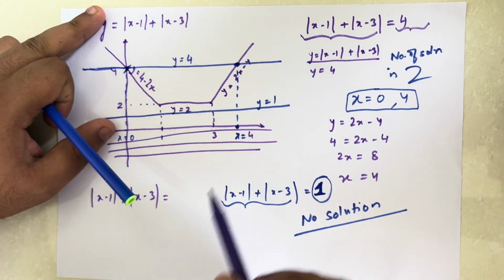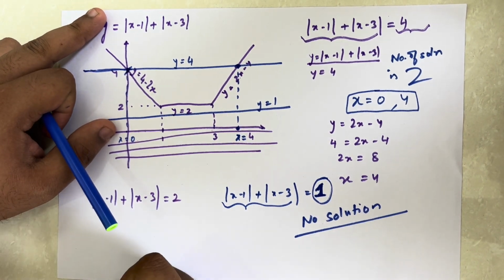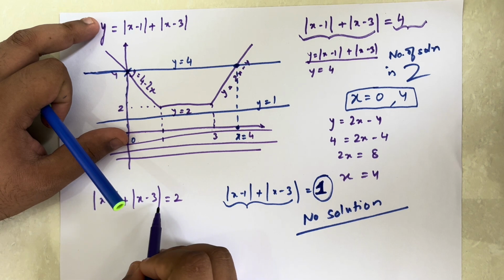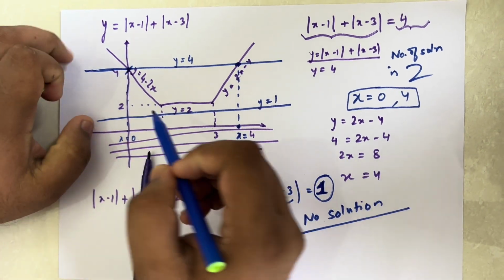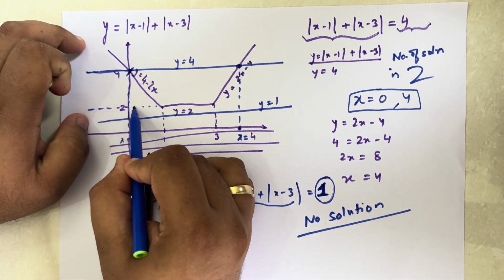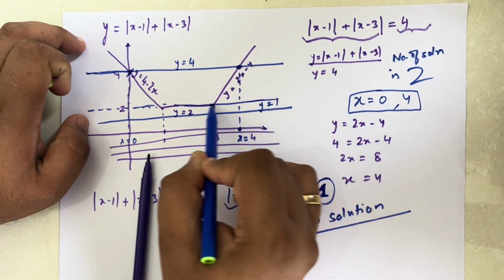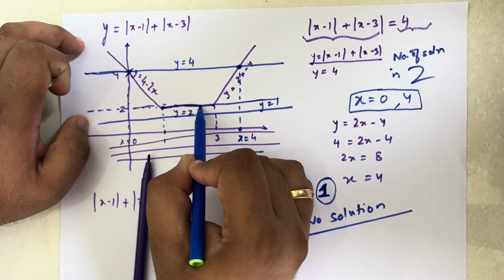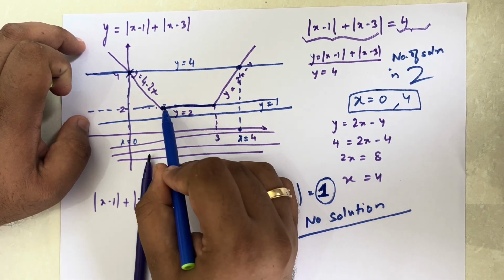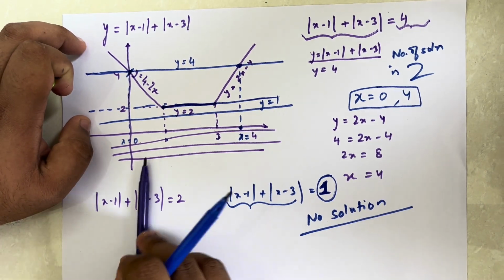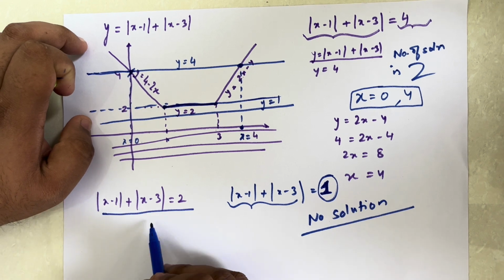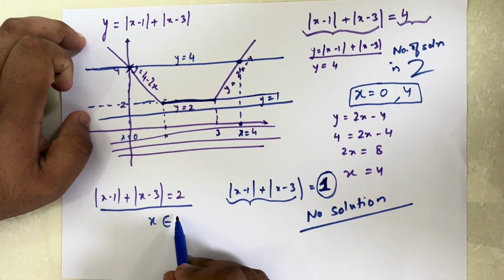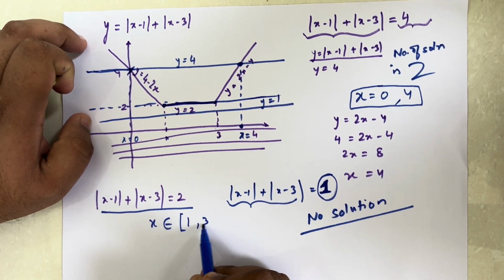But if somebody asks you, say for example, equal to 2, so y is equal to 2, you have to draw. Which line is y is equal to 2? This line is y is equal to 2. At how many points is this cutting this graph? At several points. At all the values of x lying in between 1 and 3, this is cutting. So for this question, what will be the value of x? So x will belong to 1 till 3.